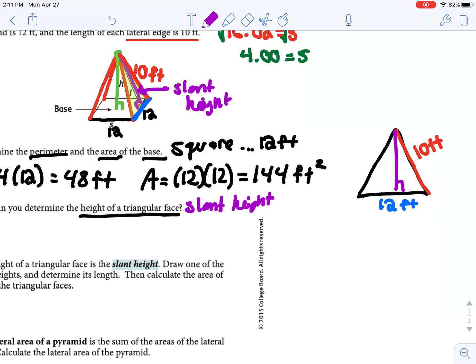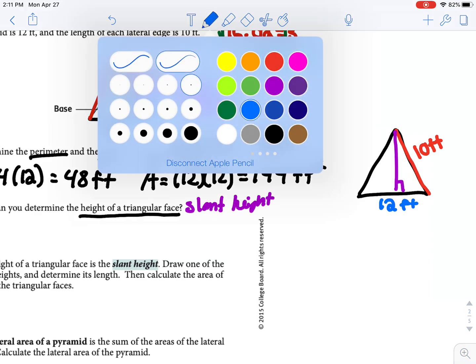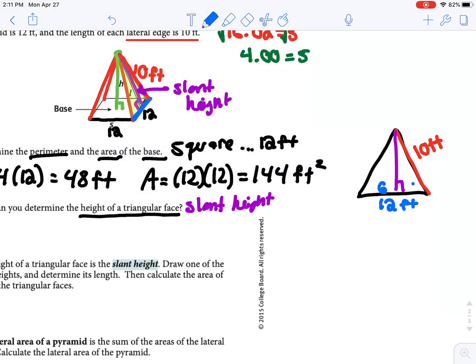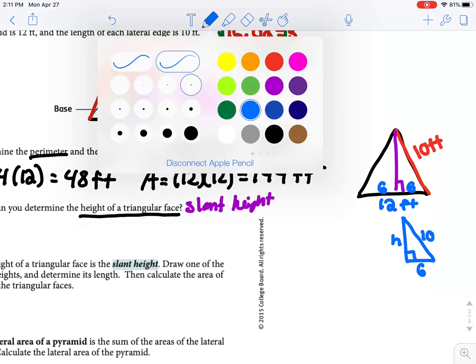So the question is, how do we find that height? Well, keep in mind, since that height is perpendicular to the base, first thing I would probably do is divide this base so that each of these edges is 6. Then we can look at this one right triangle. It has one side of 6, one side of 10, and we're looking for this slant height here.